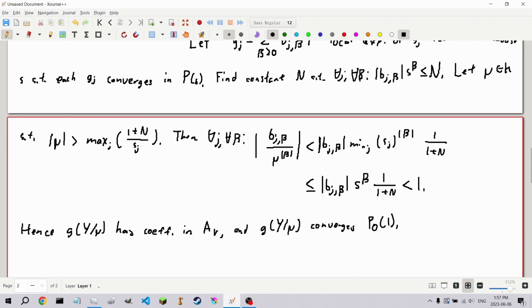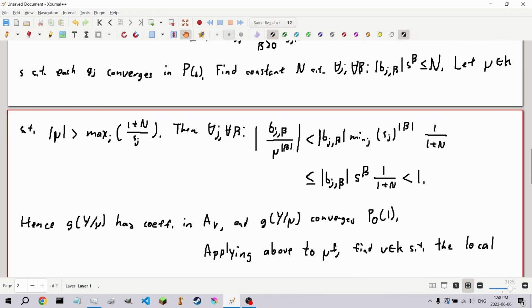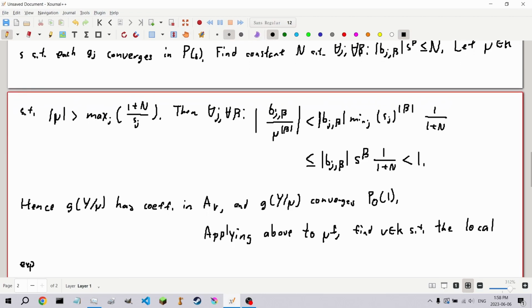Now, applying the above to mu times f, we can find nu in K such that the local expansions of the coordinate functions mu f_i times x over nu also have coefficients in A sub v.